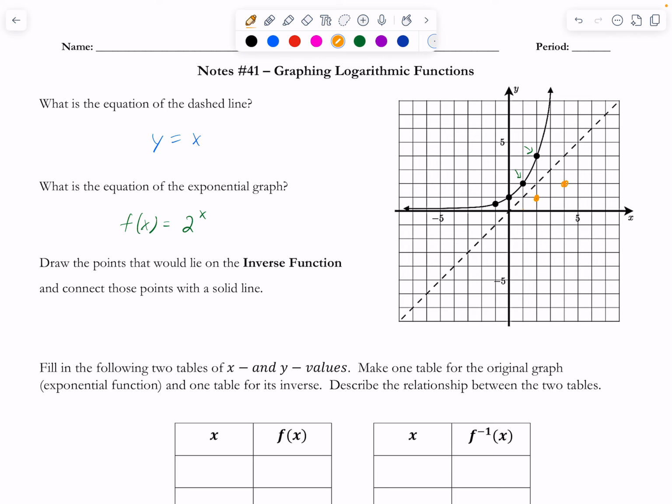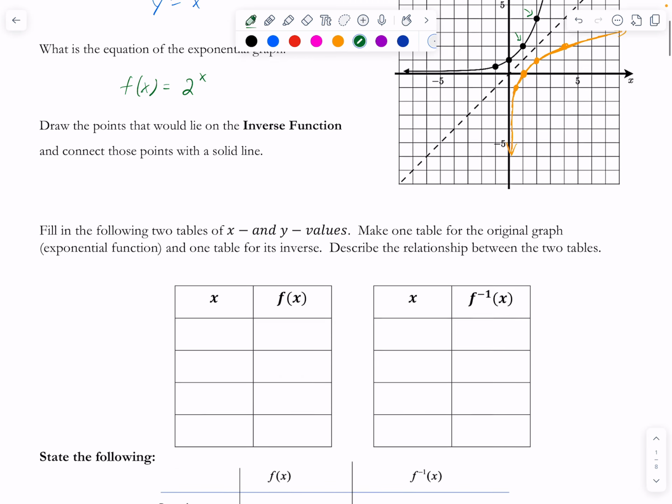(0, 1) becomes (1, 0). And then we have (-1, 0.5), so that's going to be (0.5, -1). So like this. And so it's going to end up looking like this when we make the inverse curve. Now, what you'll notice as I draw this orange one is that we have an asymptote, but it's not a horizontal asymptote anymore. This is actually a vertical asymptote, which we'll fill in soon.